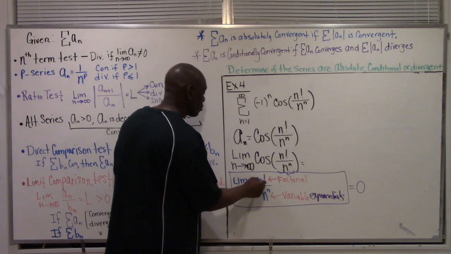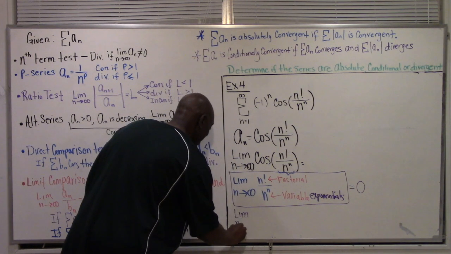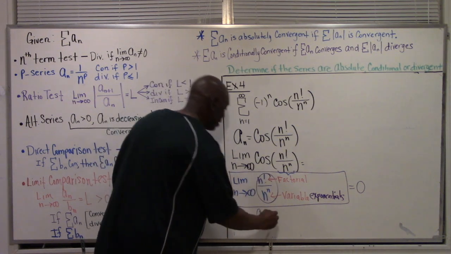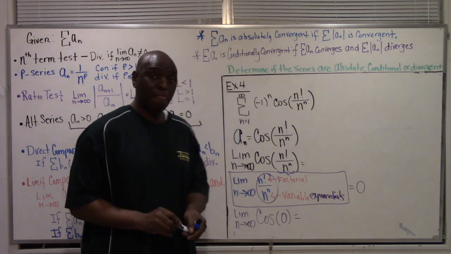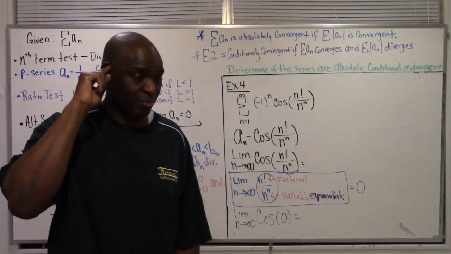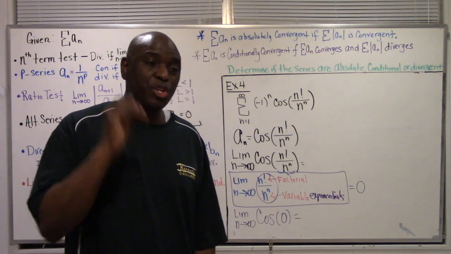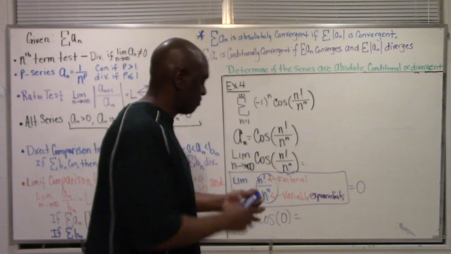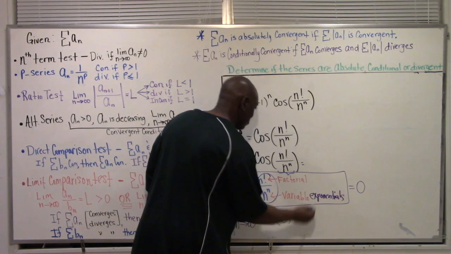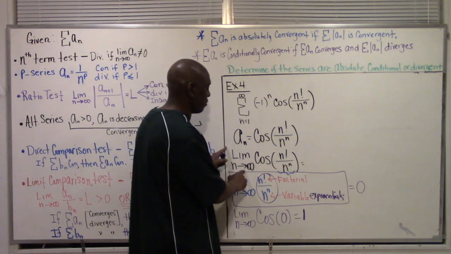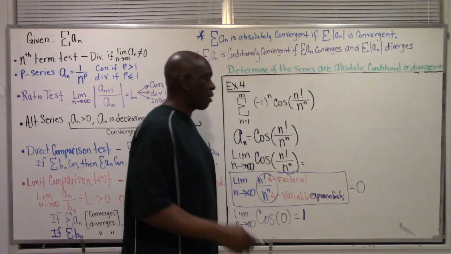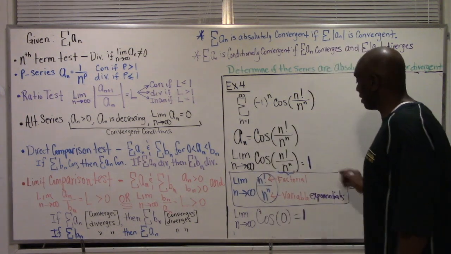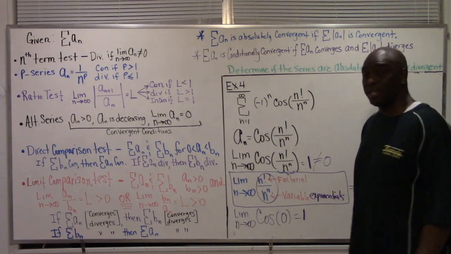Now, since this is going to 0, let's look at the limit as n approaches infinity of the cosine. Take this out and put in 0. Does anyone recall the cosine of 0? If you say it is 0, then you are absolutely incorrect. Cosine of 0 is 1. Which means the limit as n goes to infinity of the cosine of n factorial divided by n to the power of n equals 1. Since it equals 1, and 1 does not equal 0, this series is divergent.